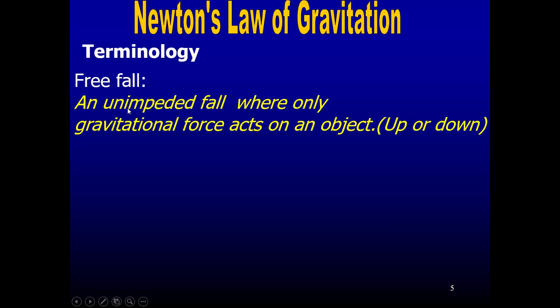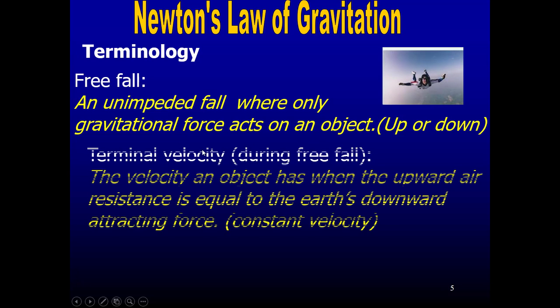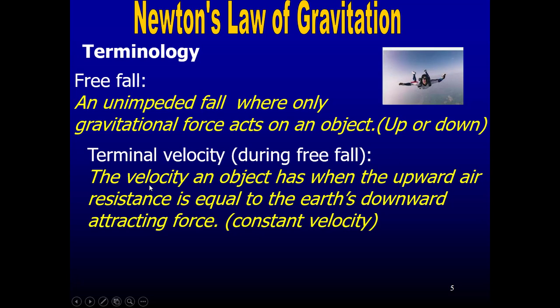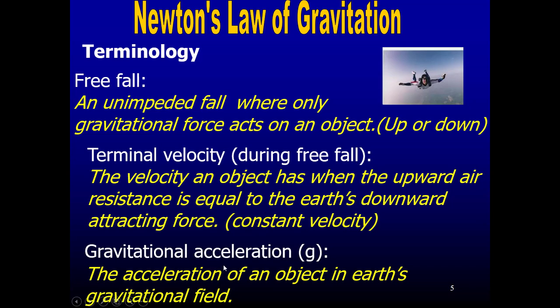Okay. Now, for the terminology. Free fall: an unimpeded fall where only gravitational force acts on the object, and depending on where we're falling, it can be up or down. Terminal velocity during free fall: the velocity an object has when the upward air resistance is equal to the Earth's downward acting forces. So in other words, as soon as the object starts moving at a constant velocity, we get the terminal velocity. Gravitational acceleration is the acceleration of an object in Earth's gravitational field.